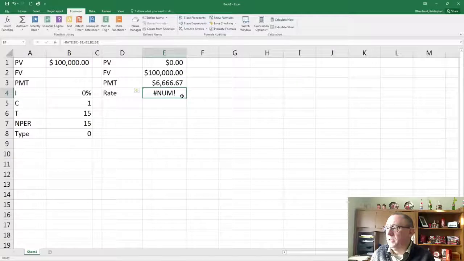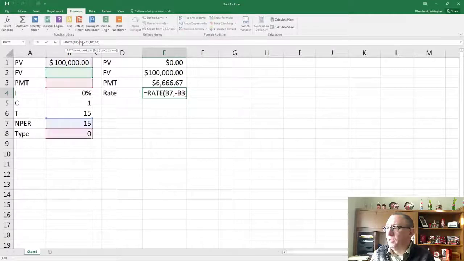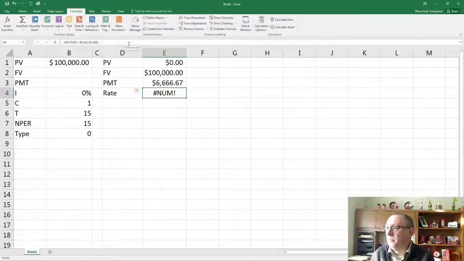There we go. So in this case, let's see here. Since it's not coming up correctly, I see that I do not want the, why did that not work right? We have our NPER and our payment.